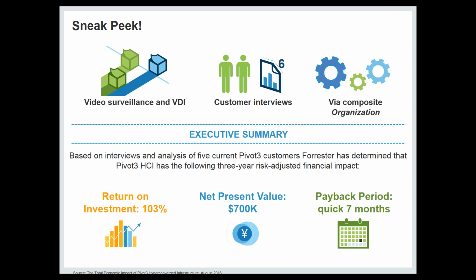NPV, or net present value, takes into account the time value of money for both costs and benefits, and then nets benefits minus costs. This simply means that a dollar benefit today is worth more than a dollar benefit 1, 2, or 3 years from now. So the NPV of benefits minus the NPV of costs equals $700,000.